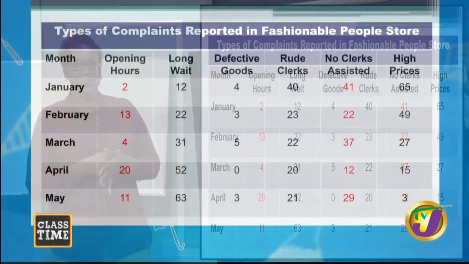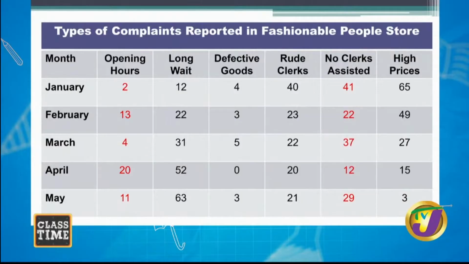And here's a table now showing 2 sets of figures that fluctuated. So if you look at the opening hours set of figures, you have it moving from 2 to 13 to 4 to 20 to 11. So it went up, then down, then up, then down, then up, then down. And then you look at the rate of change in that. So was it considerably fluctuating? Was it dramatically fluctuating? Or was it steadily fluctuating?